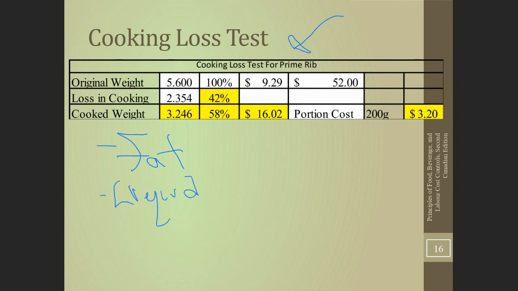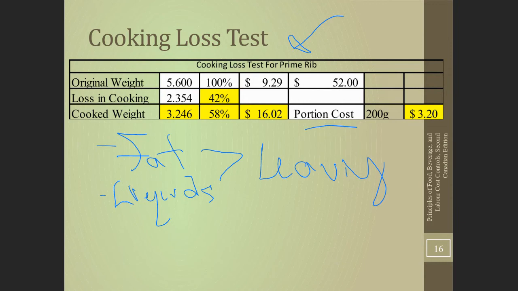Based on all of these things leaving the prime rib, when we take it out of the oven, it's going to be smaller, right? So we need to take into consideration all the things that are leaving the prime rib when we cook it in order to calculate the portion cost.